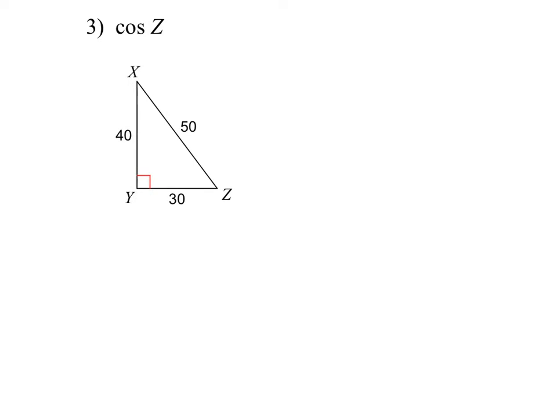Now the cosine of C. Cosine is adjacent over hypotenuse. C is this one right here, and the adjacent is the one that is forming the angle with the hypotenuse. In this case, it's this one, that is 30 units. So cosine of C equals 30 over 50, so cosine of C equals 3/5.